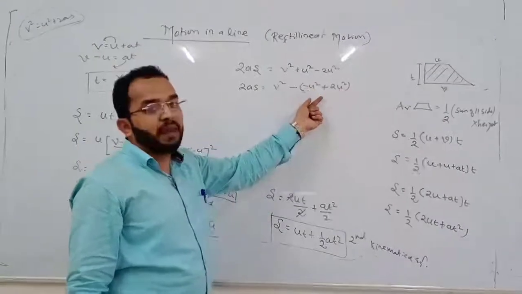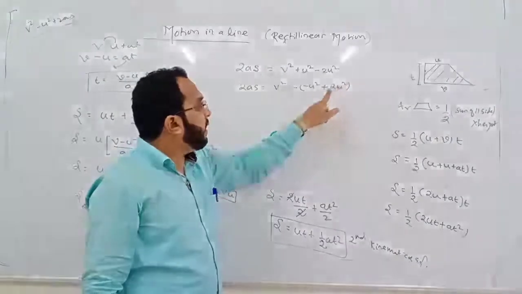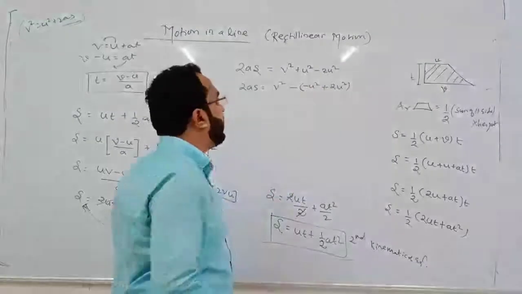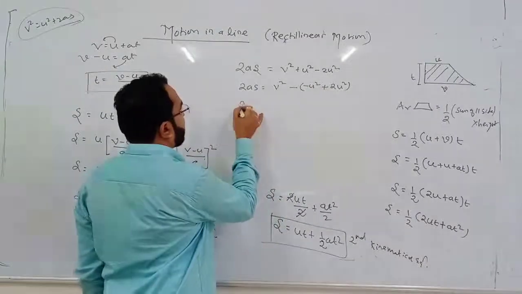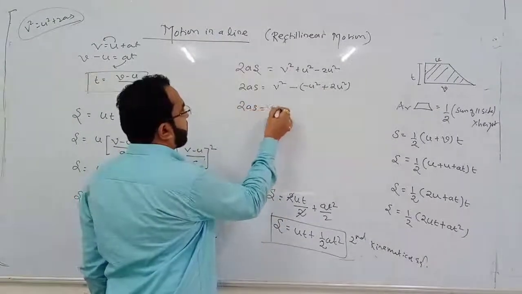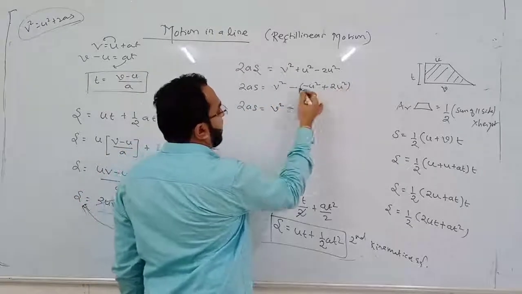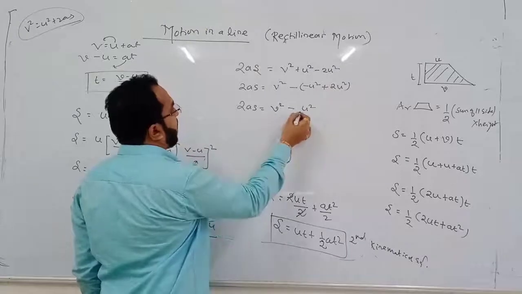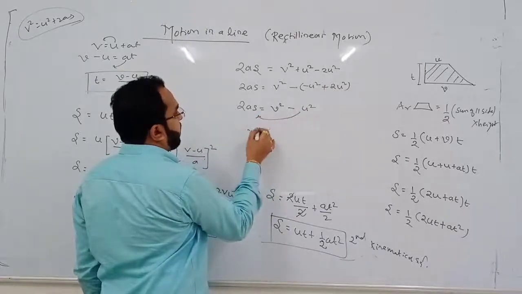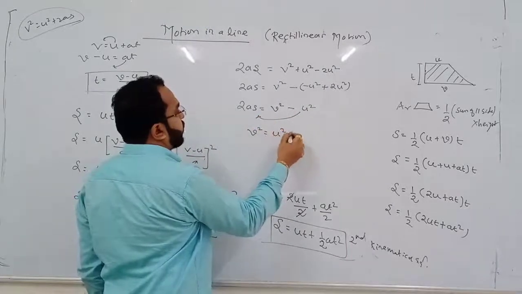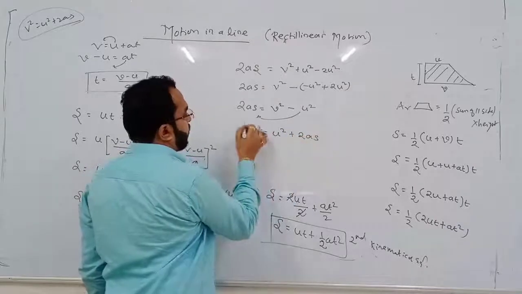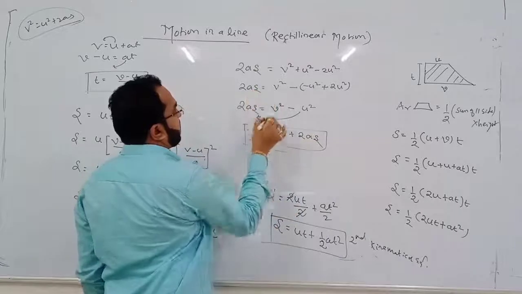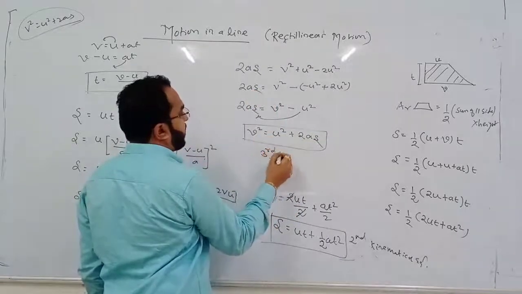So 2u square minus u square, 2 apples minus 1 apple, it will be 1 apple. So 2u square minus u square is u square. So it will be v square is equal to u square plus 2as. This is the third equation of motion.